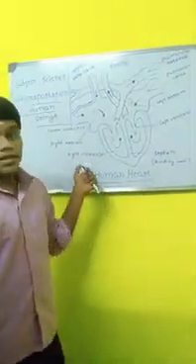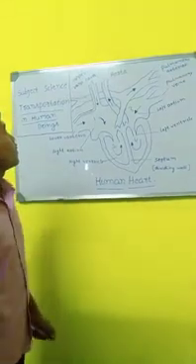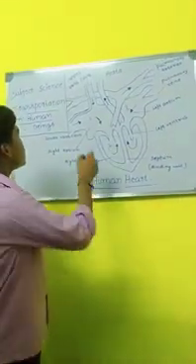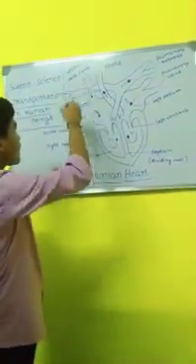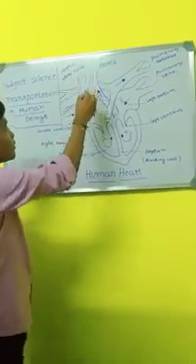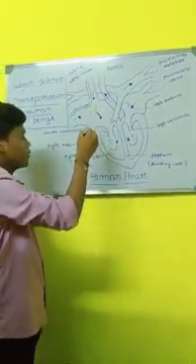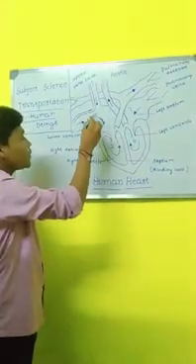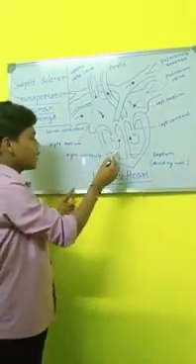Let us know the function of the human heart. First, the deoxygenated blood enters from both the vena cavas. The deoxygenated blood enters into the right atrium. Through the right atrium, the blood enters into the right ventricle.